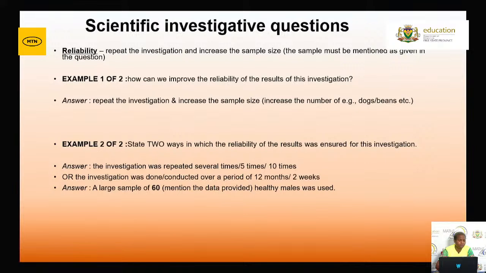And then another thing which is very important with reliability, you still remember that one of increasing the sample size. Now you will say a large sample, and then please remember to mention the data. A large sample of 60 healthy males was used, or a large sample of 15 beans, or a large sample of 10 boys or girls was used.